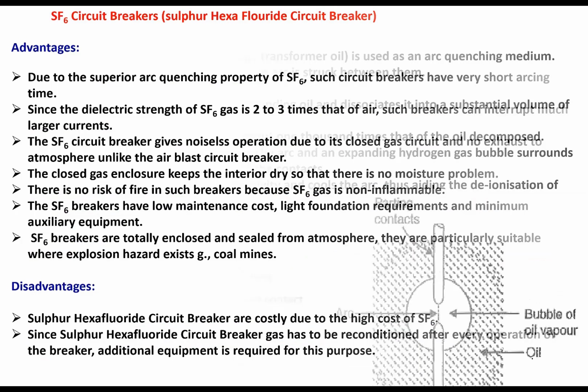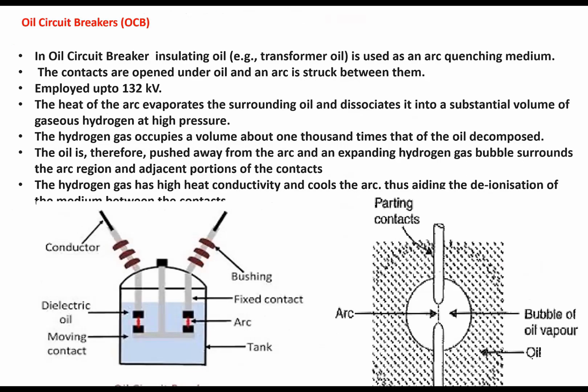The next one, the last type of circuit breakers, are oil circuit breakers. Here the fixed and moving contacts are kept separated in oil. That oil is nothing but the transformer oil. It is the same as the transformer oil. These breakers previously, now they are outdated. Very rarely nowadays we use oil circuit breakers because of their size and other disadvantages. They can be used up to 132 kV. Up to 132 kV, we can employ oil circuit breakers.